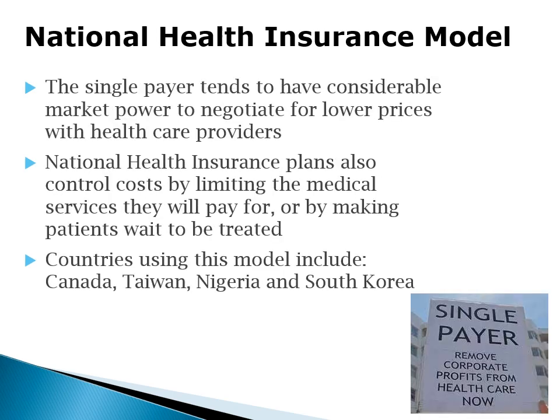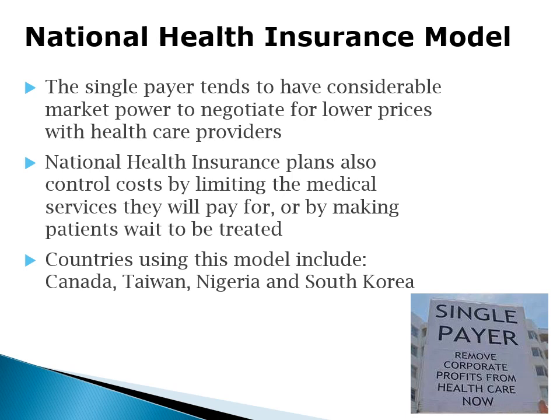The national health insurance model, or single payer, has considerable market power, so they're able to negotiate lower prices with healthcare providers for services and for pharmaceuticals. National health insurance plans also control costs by limiting the medical services they'll pay for, or by making patients wait to be treated.